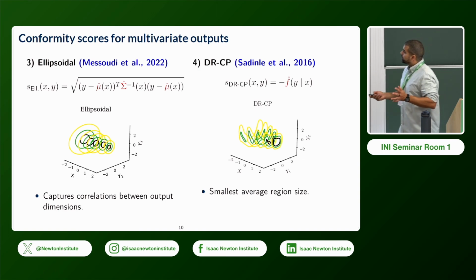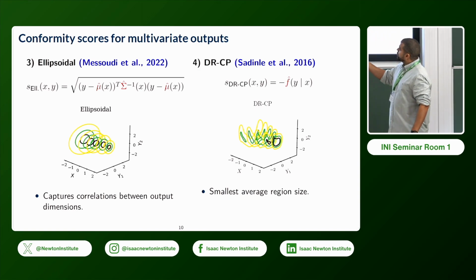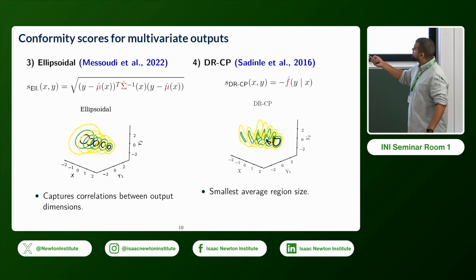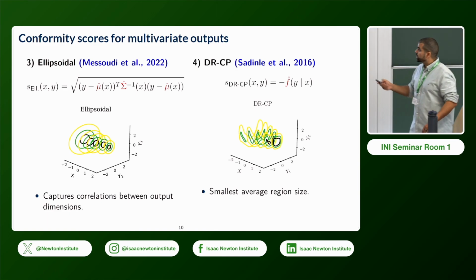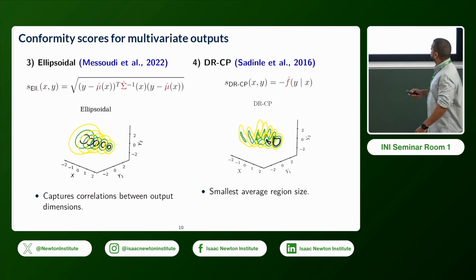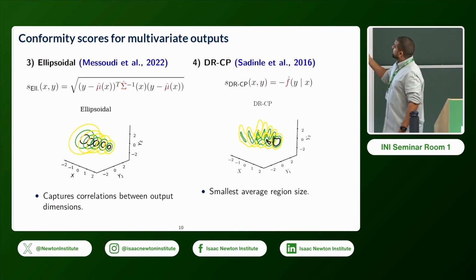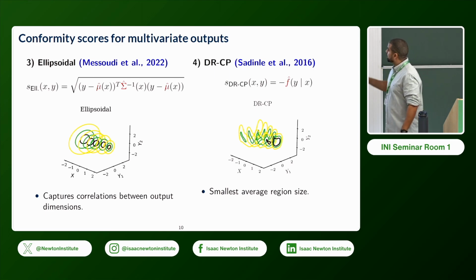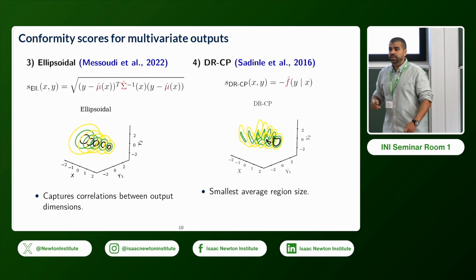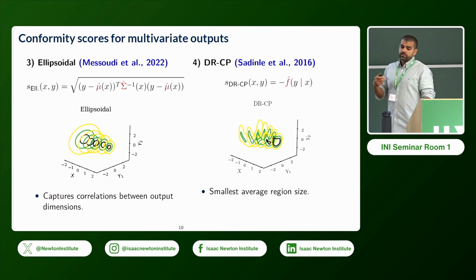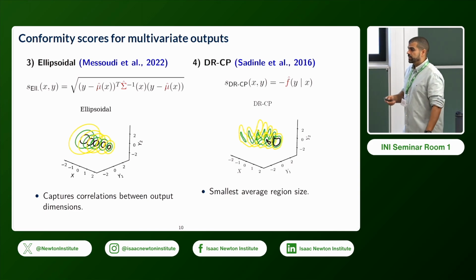All right, if you predict the mean and the covariance matrix, and you use the Mahalanobis distance as score, then you can get ellipsoid regions. With the density, if you have a predictive density, then you can compute highest density regions, and we can show that this has the smallest expected volume.